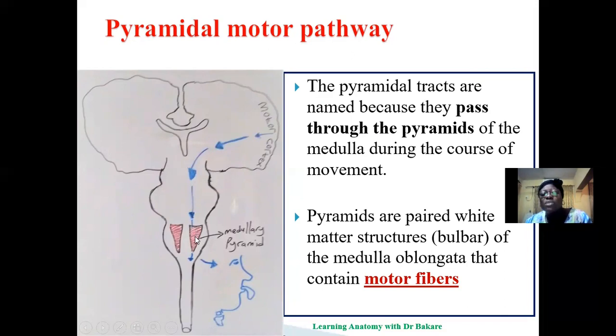They pass through the medullary pyramids. The medullary pyramid is like a collection of white matter structure. They are seen like a pyramidal elevation in the medulla, and they are pyramidal in shape. That is why they are called the medullary pyramid. So the pyramidal motor pathway passes through the medullary pyramid.